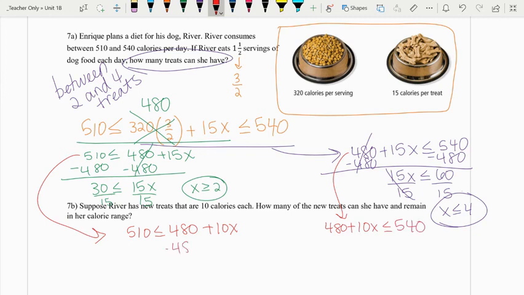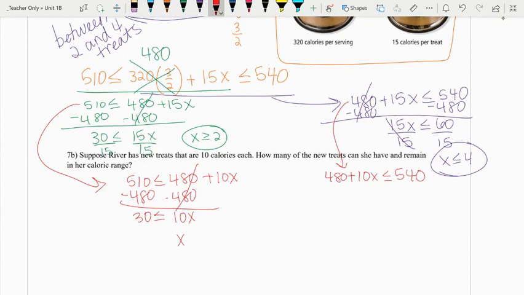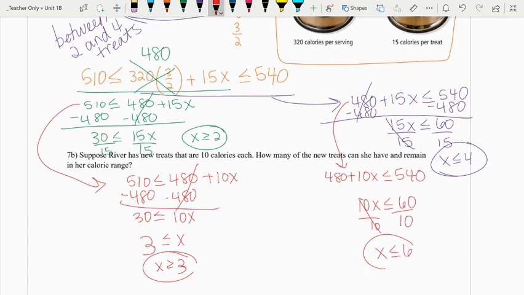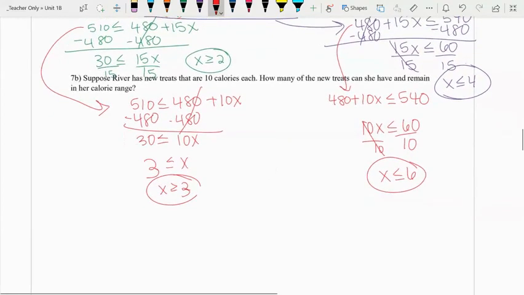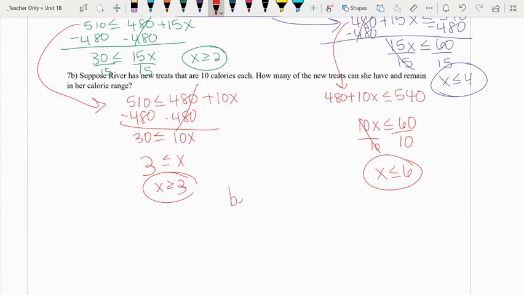Just like before, we would subtract 480 over, and we would end up getting 30 is less than or equal to 10x, which would mean we would get 3. On the other one, when we subtract 480, we get 10x is less than or equal to 60. So when we divide by 10 over here, this is now 6. So she can have between 3 to 6 treats.